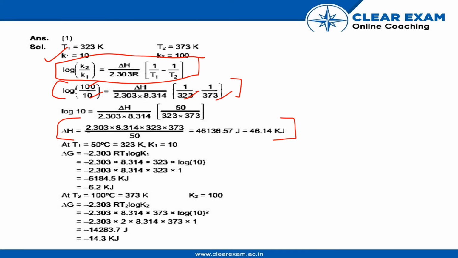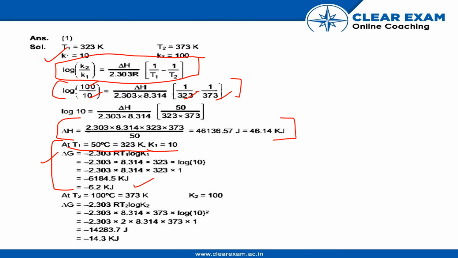So next we have to find the value of delta G at different temperatures. For the first temperature, 50 degrees Celsius, which is 323 Kelvin, K1 is 10. We know that delta G is equal to minus 2.303 R T1 log K1. So we just put the values here.